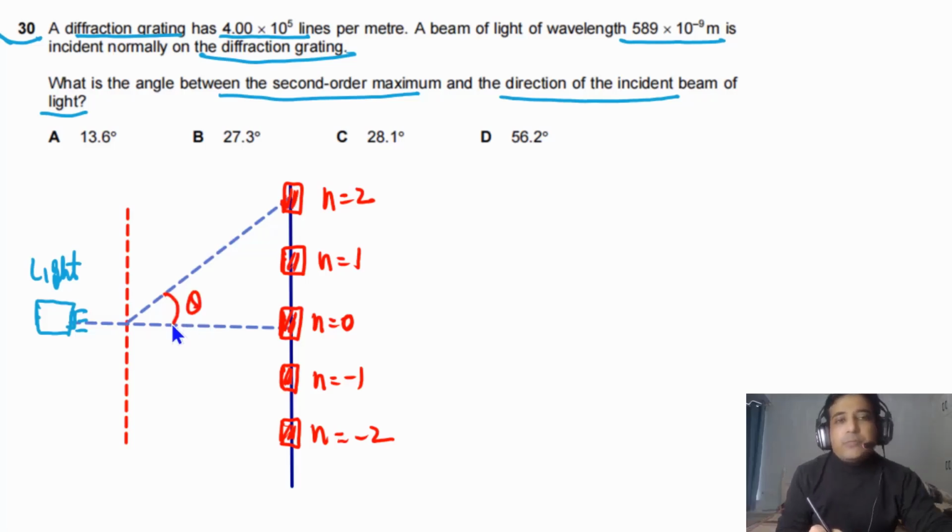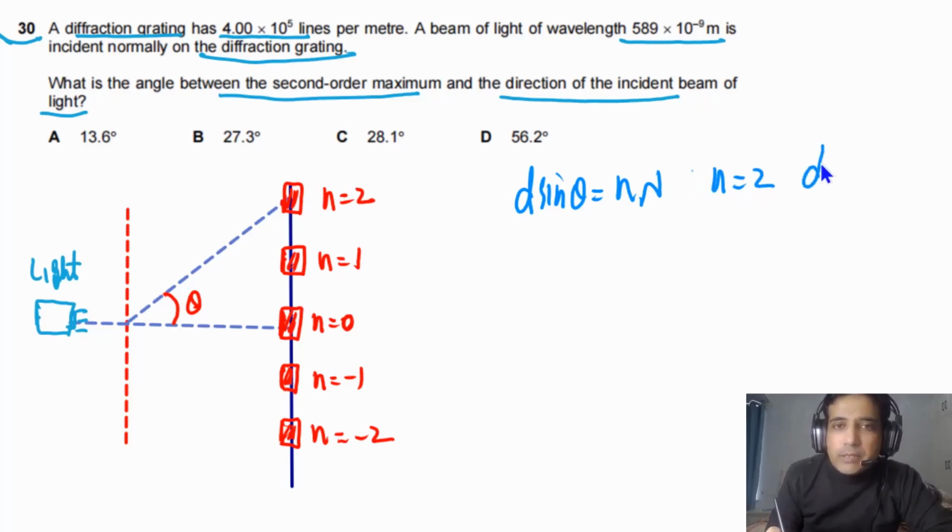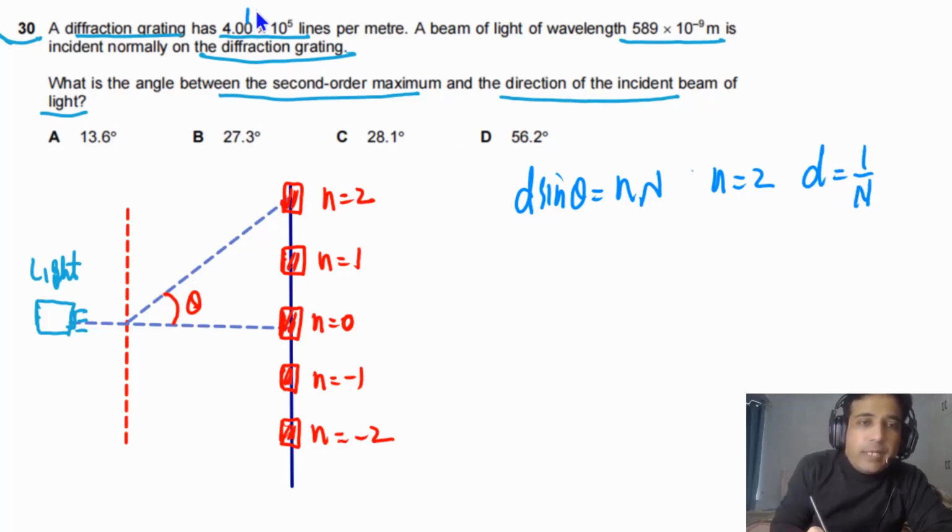This angle we need to find. In order to figure out this angle, simply we need to apply d sine theta. d sine theta is equal to n times lambda, but n in this case is equal to 2, so we will say n has to be equal to 2. And also we need to understand d is equal to 1 over N. This value of N is given to us, so simply we can replace d with 1 over N.